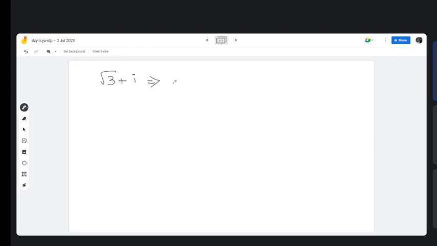Root 3, we wrote it as r cos theta because it is the real number, plus as it is, i, we wrote it as r sin theta. I am doing this only in the last part, polar form. The last part I'm doing. Now focus.